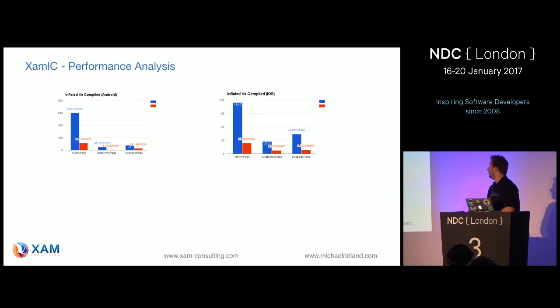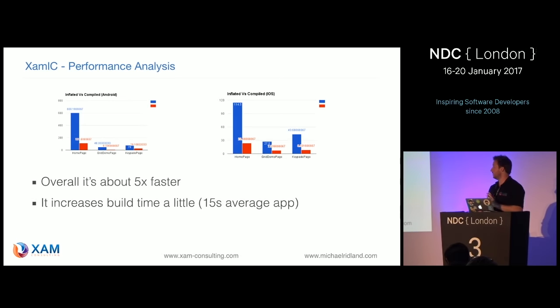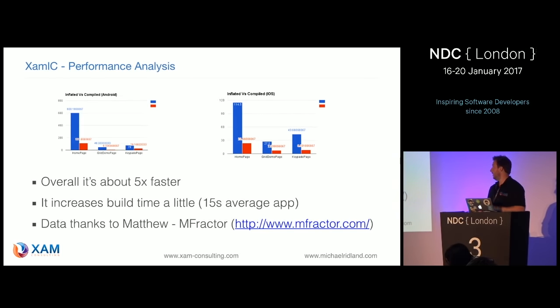So this is some data on XAML C, inflated versus compiled. The blue one is the inflated performance, how long it takes, where the red one is the compiled. So overall, it's about 5 times faster. It does increase the build time a little bit, by 15 seconds, but it's worth it for the performance. And that data is thanks to Matthew Robbins of MFractor.